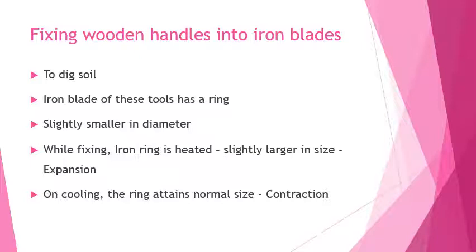While fixing the handle, the ring is heated. It becomes slightly larger in size, that is, expansion takes place. The wooden handle is now fixed easily in the ring. On cooling, the ring attains its normal size, that is, contraction takes place. The wooden handle fits tightly in the ring.